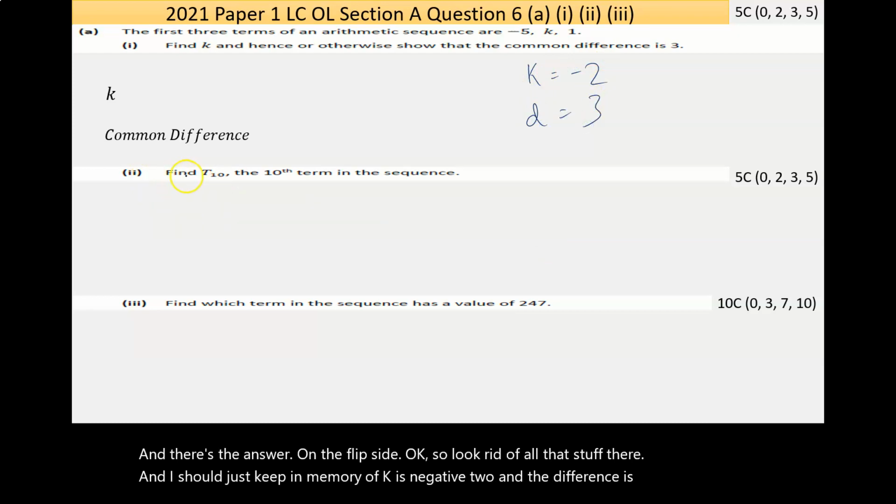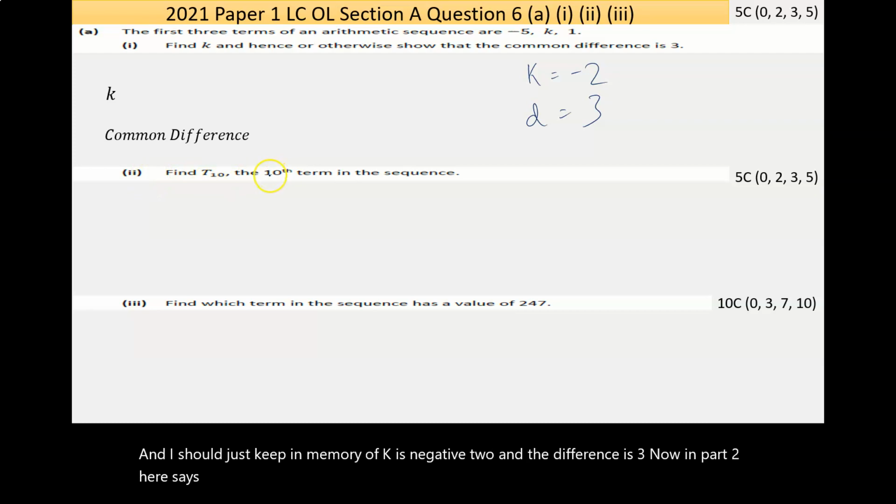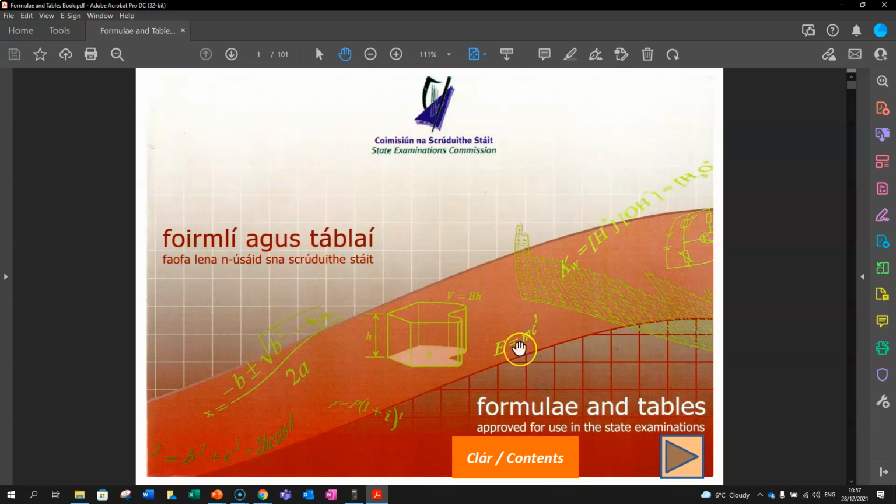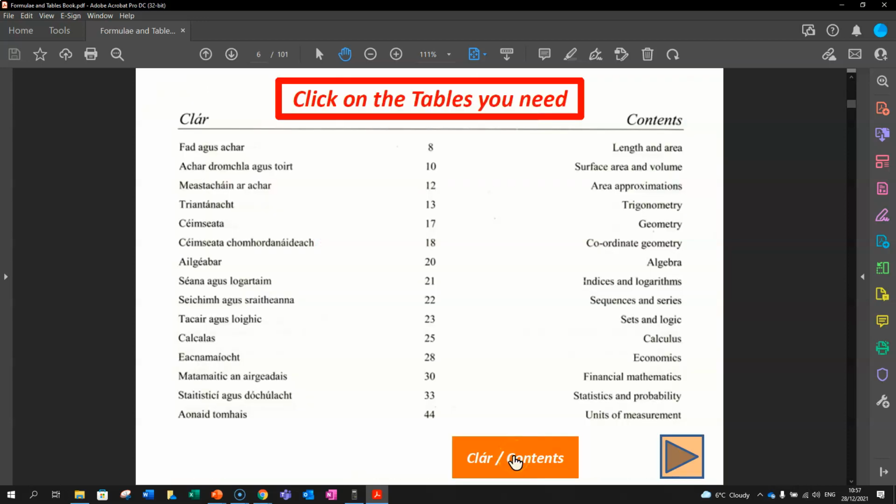Now, in part 2 here, it says find T10, the 10th term in the sequence. I forgot to have this open, but this is where the tables will come in handy. I have a digital version. If you send me an email at shintry@gmail.com, I'll send it on to you.